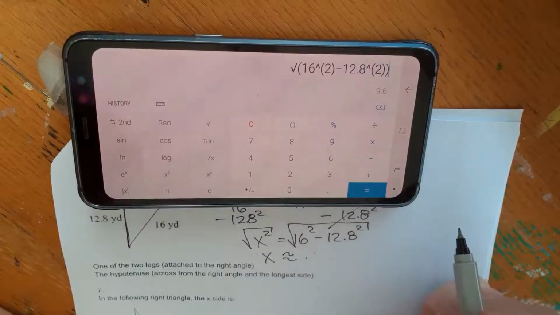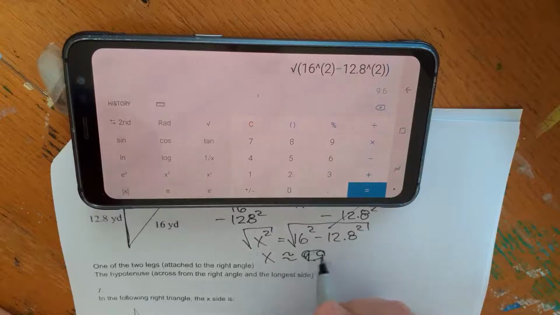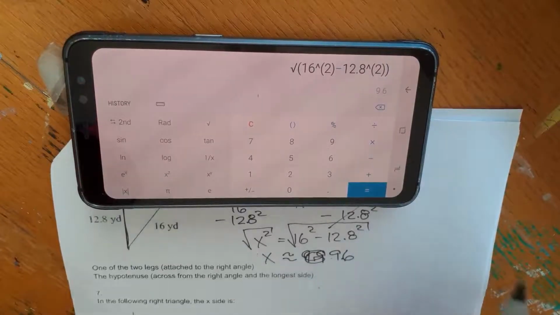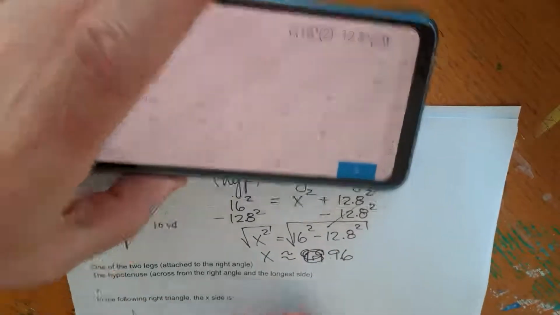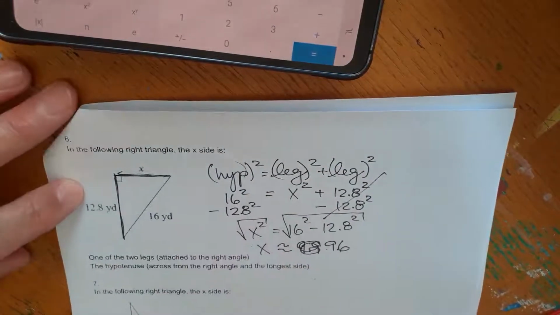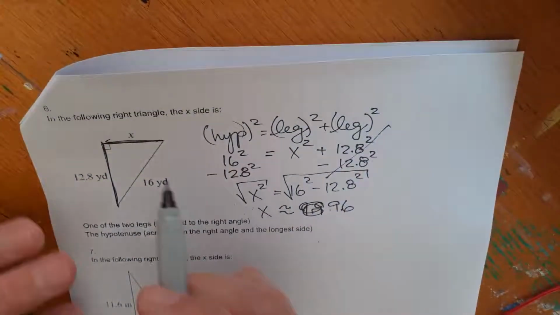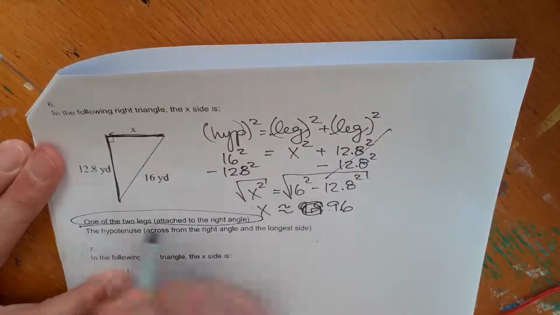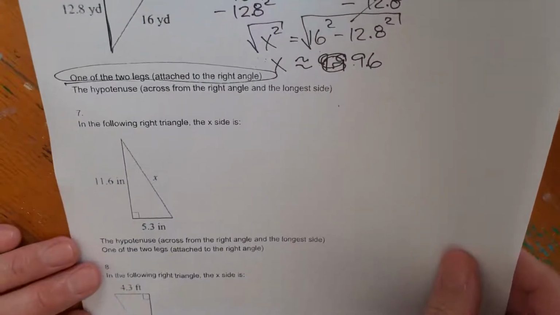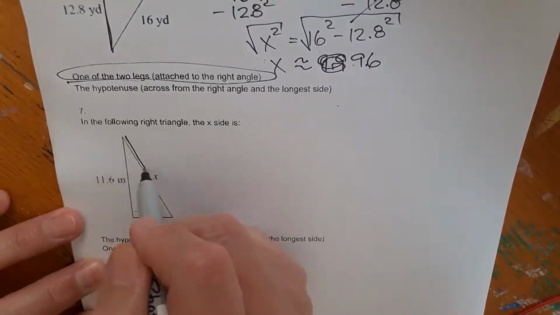We get 9.6. Now that I'm looking at this, one of the two legs attaches to the right angle. In the following right triangle, the x side is, oh, I guess I should read directions. That'll solve it right there. The x is one of the legs. So they're really leading us through this. I thought we were ready to do Pythagorean, but no, we're still going on this.